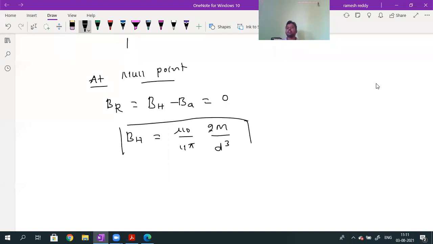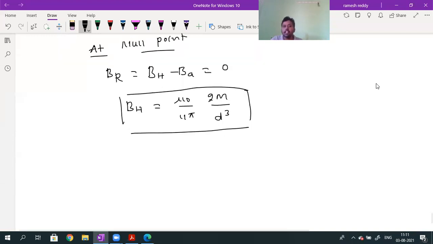Null point on the axial line or the equatorial line? On the axial line. Whenever the null point is there on the axial line, for example, I want to calculate the magnetic field induction here only, at a distance d by 2, same as the last one. At a distance d by 2, what is the resultant magnetic field induction? I consider another point P. Showing the diagram here is somewhat difficult.